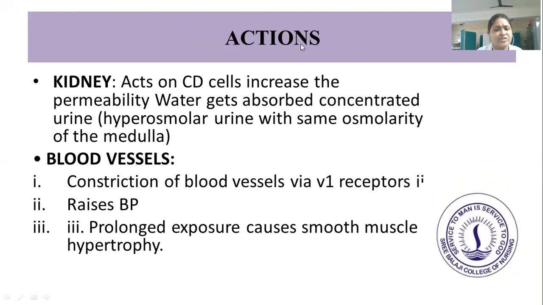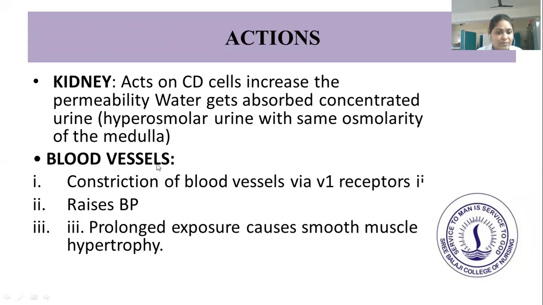And what is the action of antidiuretic hormone? This antidiuretic hormone has a certain effect on certain parts. One is the kidney. The main action is on the kidney. That is, in the kidney, it acts on collecting duct cells. It increases the permeability of water, so water gets absorbed and the urine is concentrated. That is, hyperosmolar urine with the same osmolarity as the medulla.